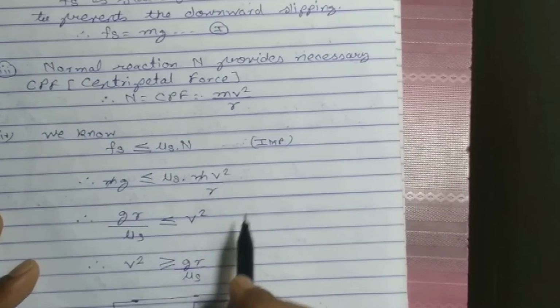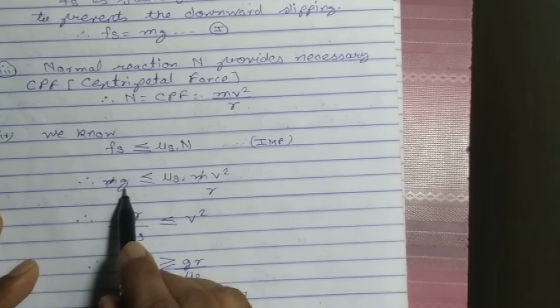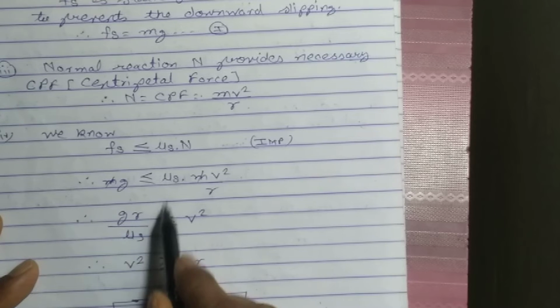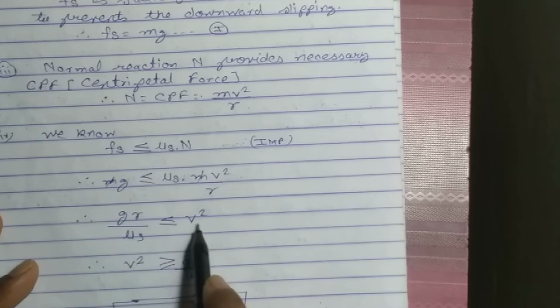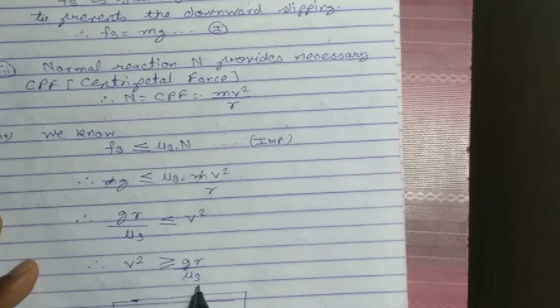This is centripetal force. We observe the m gets cancelled. I will shift it over there. So gr upon μs, the coefficient of static friction, is always less than or equal to v square. Means v square is greater than or equal to gr upon μs, where μs is the coefficient of static friction.